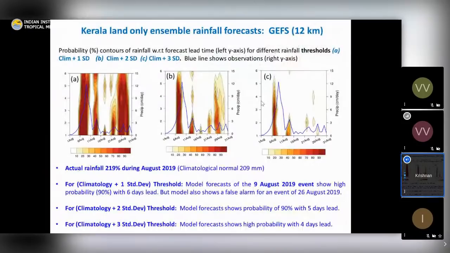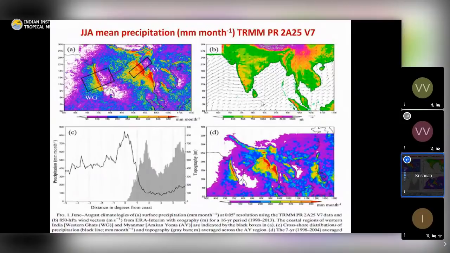But if you do an ensemble forecast and take a probabilistic approach, maybe there is a higher probability. So his suggestion is a probabilistic model forecast. If you look at the 9th August 2019 event, even with the 6-day lead forecast, there is a 90% probability if you base it on climatology plus one standard deviation, instead of looking at the absolute rainfall itself. If you take climatology plus two standard deviations, maybe there is skill in the 5-day forecast. Or if you take 3 standard deviations, the lead time comes down. So we have to take a probabilistic view in the forecast, even for the cyclones, which are likely to intensify in the future.